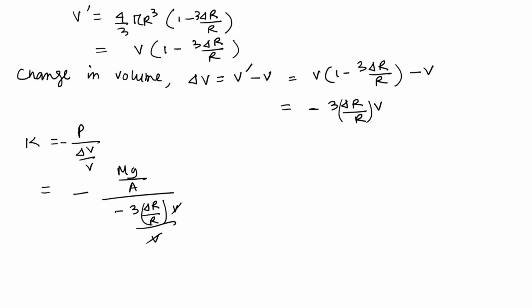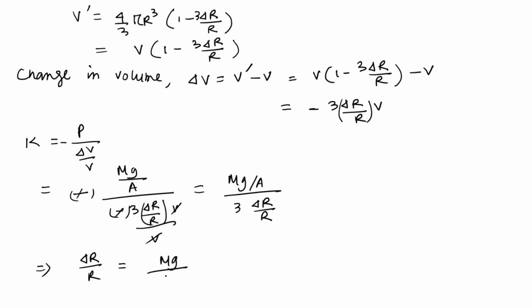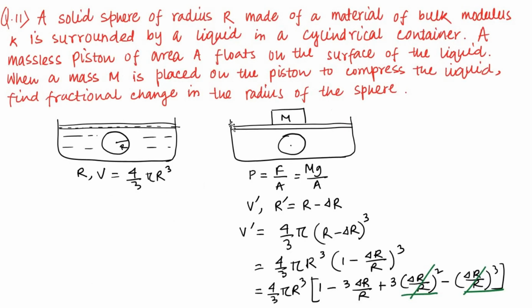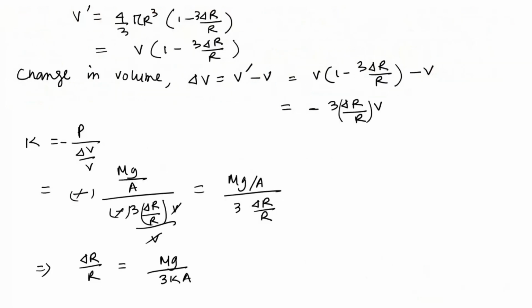So V will cancel out, and the minus signs will cancel with each other. So we'll have mg upon A by 3 delta R by R. From here we calculate delta R upon R, which is equal to mg by 3KA. So the final answer, the fractional change in the radius of the sphere, is mg divided by 3KA.